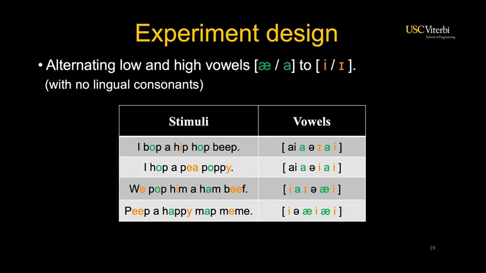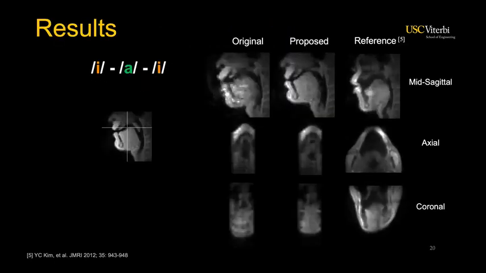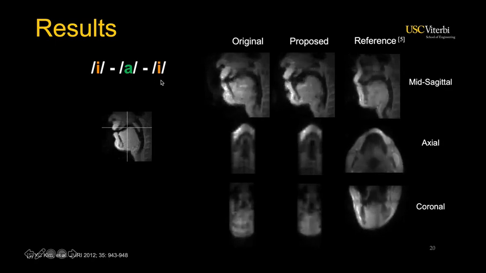Our next part focuses on the speech application of the variable density case. Two sets of stimuli are designed. The first table shown here illustrates alternating low and high tongue postures for vowels. The result shows a whole tongue movement cycle, which starts from the high tongue posture to the low and back to the high tongue posture.